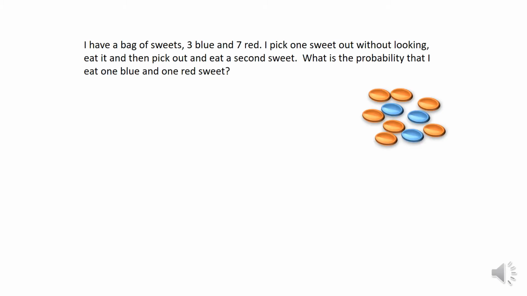Okay, so on this one we've got a bag of sweets, 3 blue and 7 red. I pick 1 sweet without looking, eat it, and then pick out a second sweet. What is the probability that I've eaten 1 blue and 1 red? So the first thing to decide is, is this with or without replacement? We can see that in the question it says we've eaten it and that we eat the second sweet as well. So if we've eaten it, obviously we're not putting it back in the bag. So this one is without replacement.